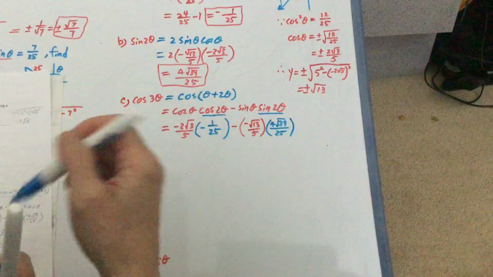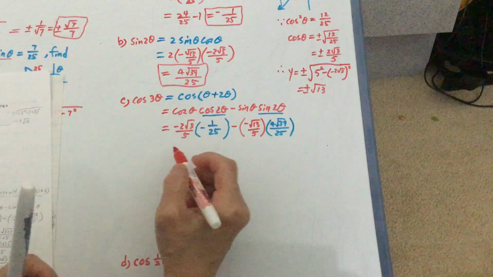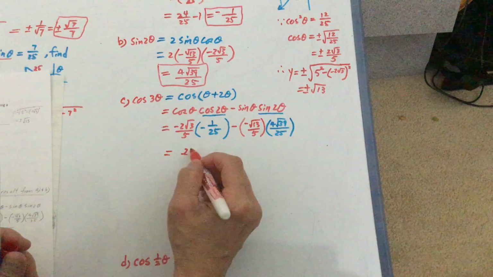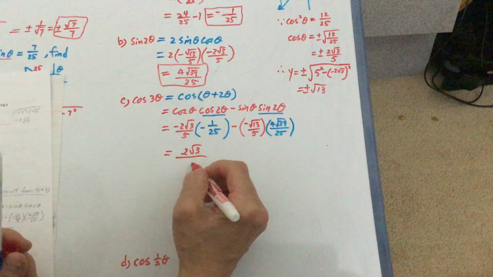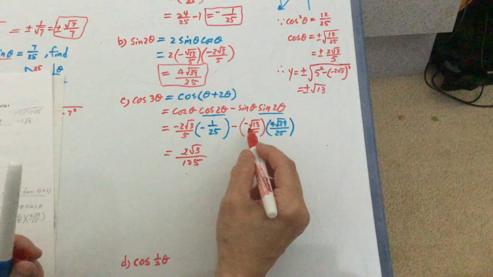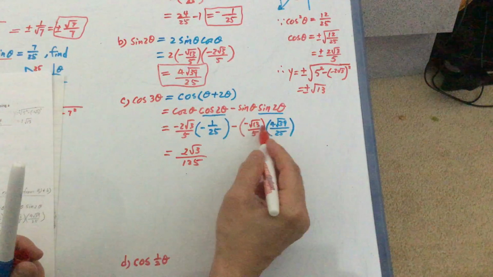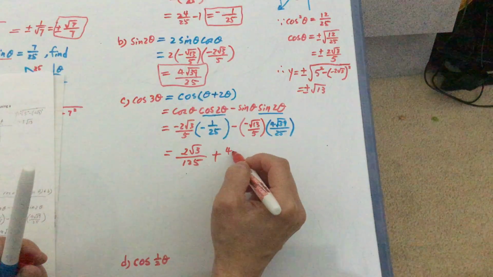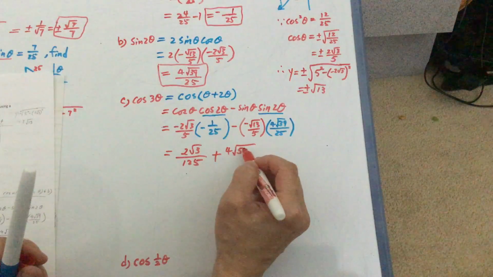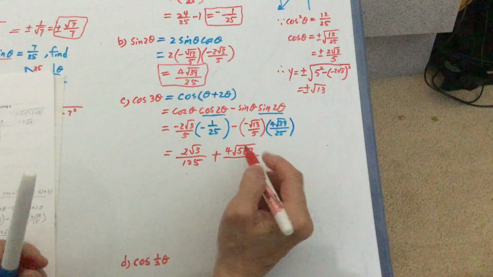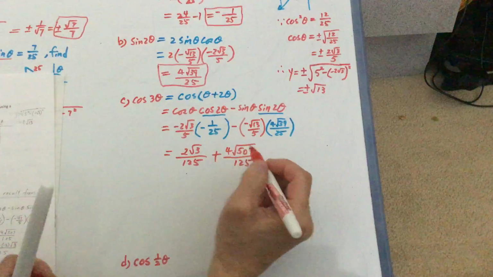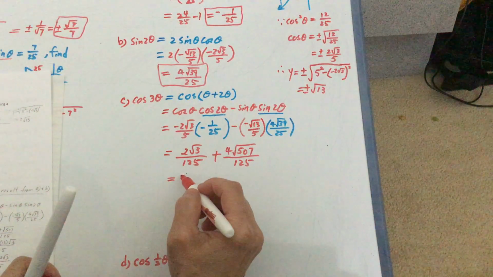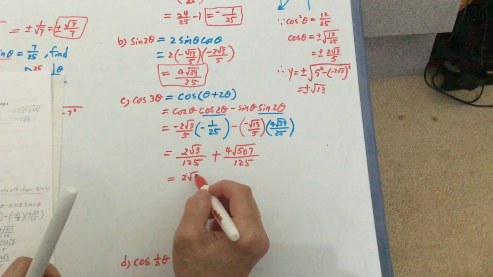Okay, so work this out slowly. When you multiply the negative with the negative, you will end up with positive 2 root 3 over 125. And a negative with another negative gives you a positive, and combine. When you multiply, you're going to get 4 root 507 over 125. Since I already have a common denominator, I will be getting all of this combined.